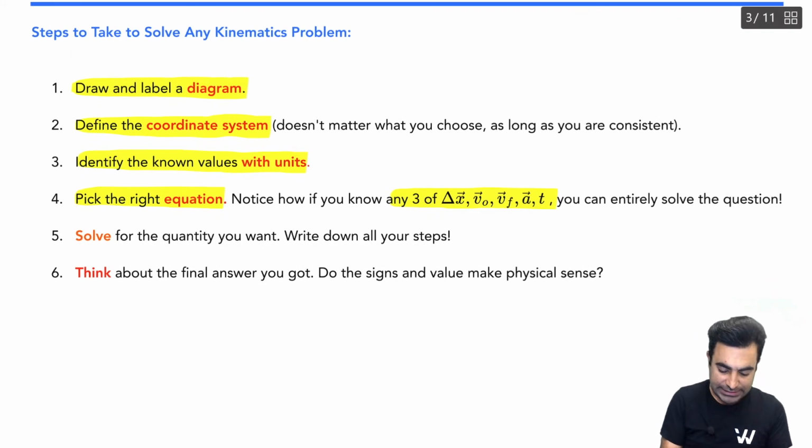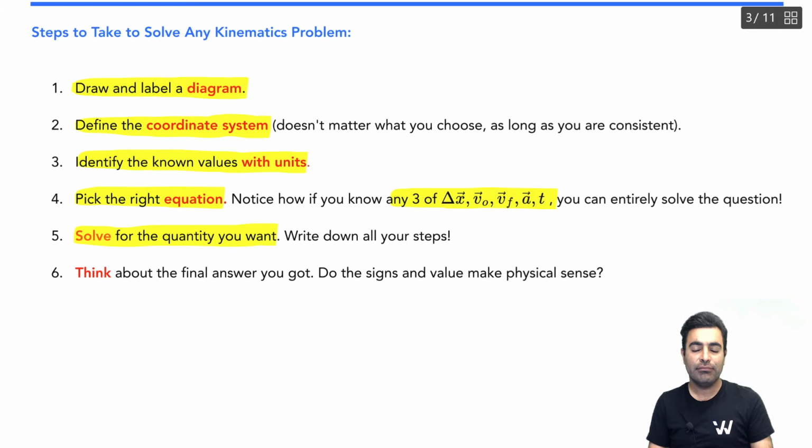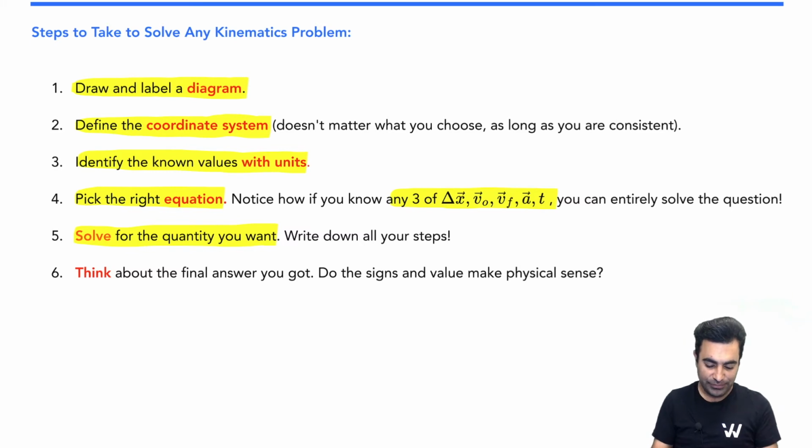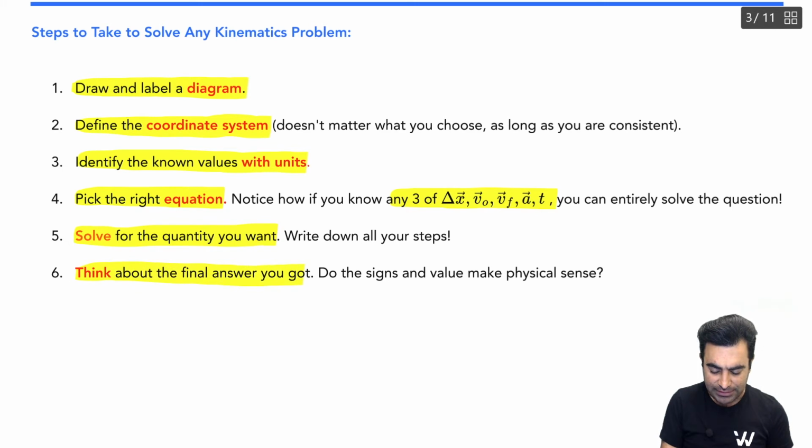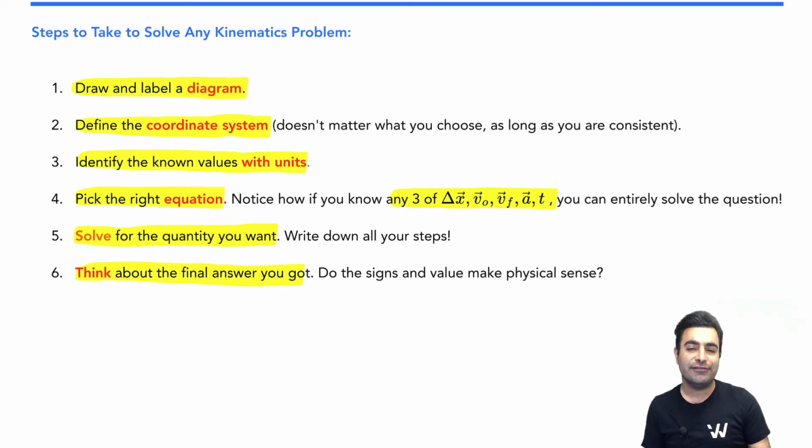And then in the next step, we are ready to solve for the quantity we are looking for. We basically pick the right equation, insert all the known information, and find the unknown. But just be careful, because you want to make sure that you insert the numbers with the right sign. And finally, at the end of the day, make sure you think about the final answer, especially check the sign of the final answer and see if it makes sense physically or not.